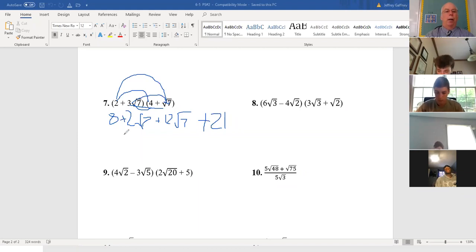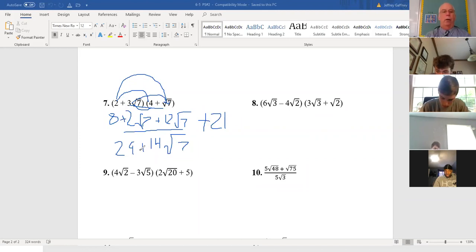Okay, so now I've still got 2 like radical expressions I can combine. If I combine 2 radical 7 plus 12 radical 7, that is 14 radical 7, right? Yeah, 14 radical 7. And I got 8 and 21, which are like terms. I can add those. Oops, I keep wanting to get ahead of myself. It's 8 plus 21 is 29. So it's 29 plus 14 radical 7, or 14 radical 7 plus 29. Questions?